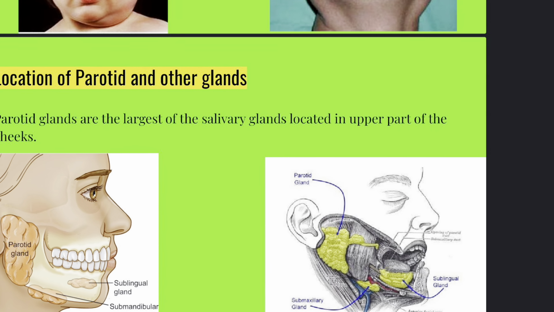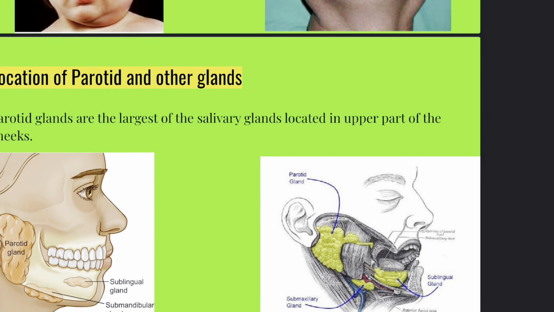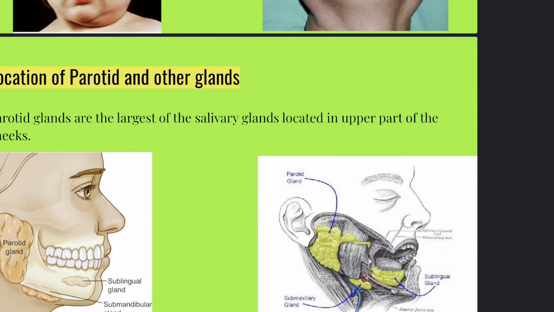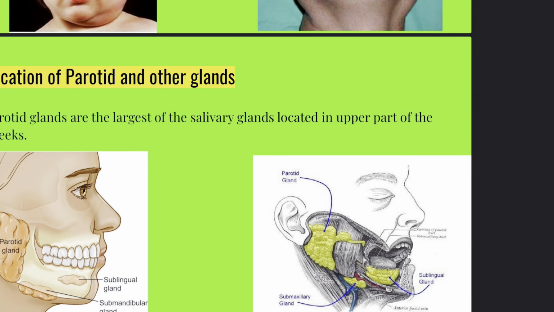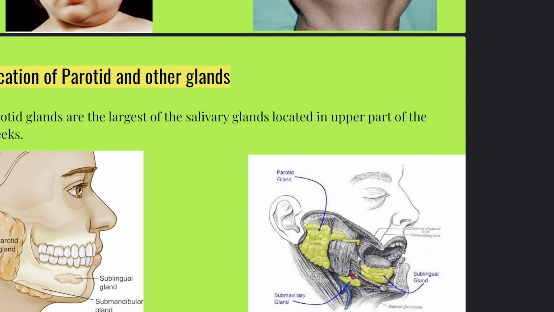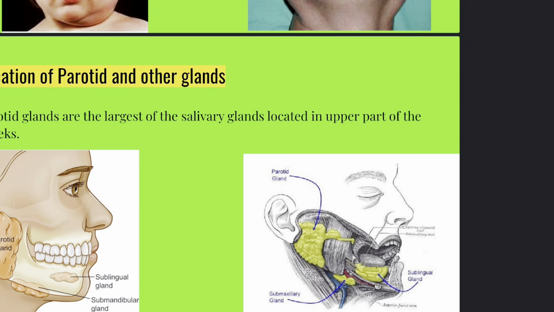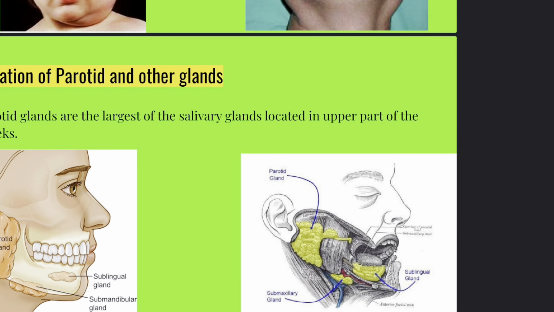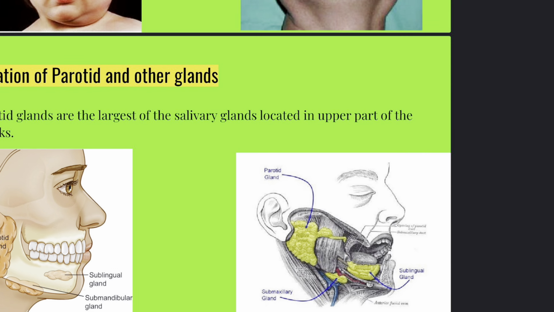The parotid glands are the largest of the salivary glands and are located in your mouth in the upper part of the cheeks right in front of your ears. The other two salivary glands are the sublingual and the submandibular gland. The sublingual gland is located below the sides of your tongue right under the mouth, and the submandibular gland is located below your jaw. All the glands have a tube leading from the gland to the mouth.